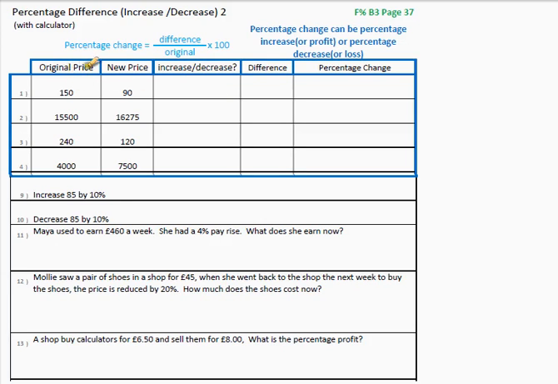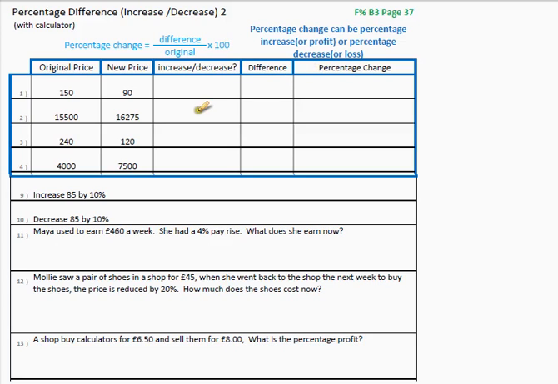Now if your original price was larger and the new price is smaller, was it an increase or a decrease? Okay, you have to think, is it an increase or a decrease? Then you have to work out the difference, the larger take away the smaller. And then you have to work out the percentage change with this formula.